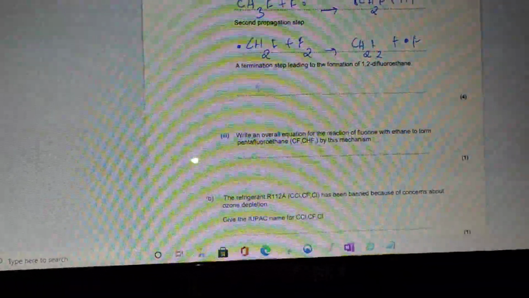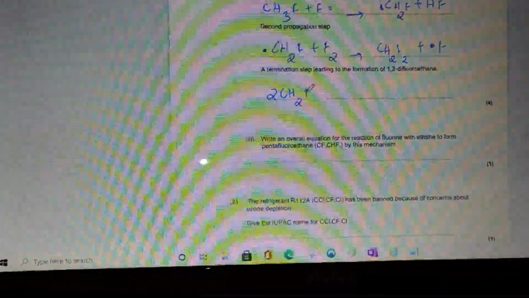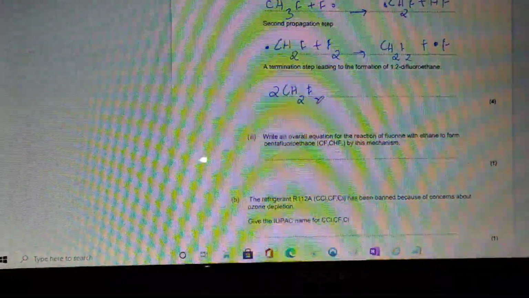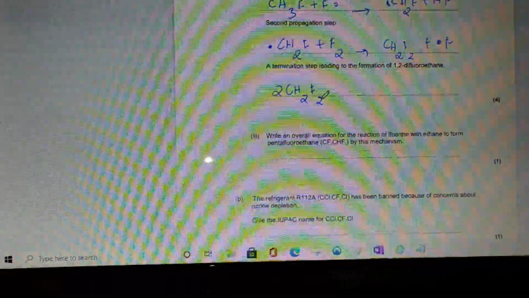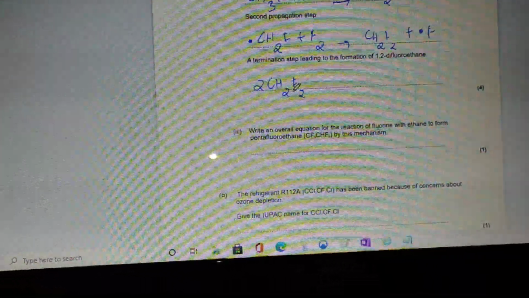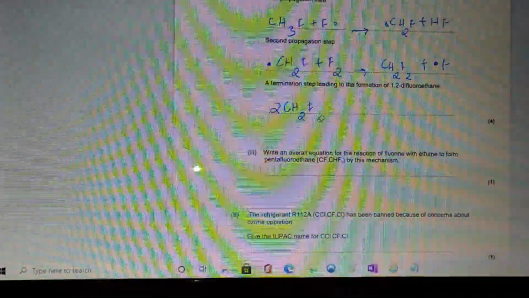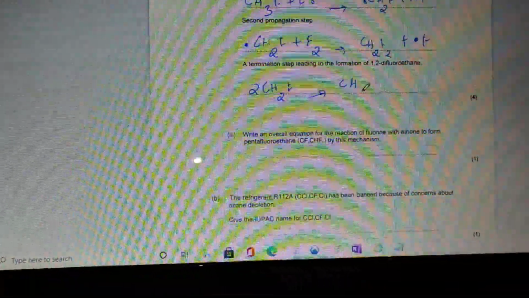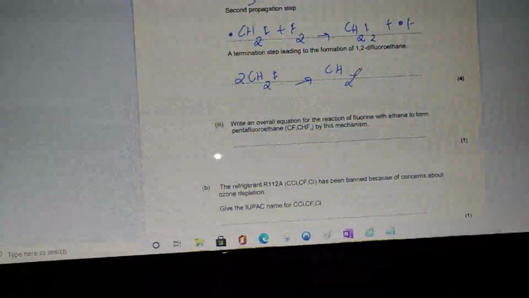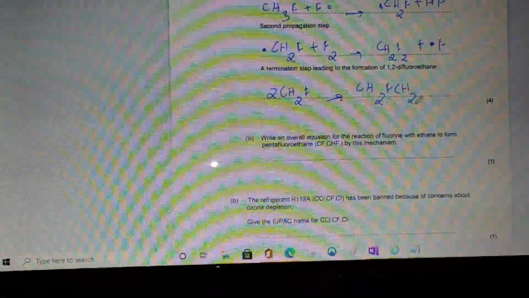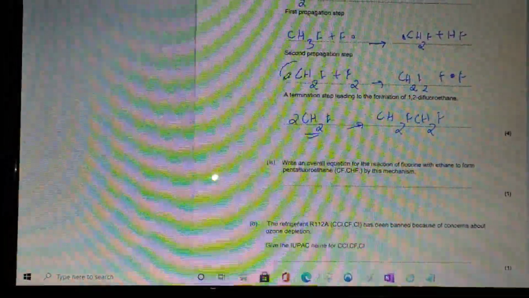Now, the termination step. 2 molecules of our CH2F2. This would lead to our CF2F, CF2F. You have to be careful in picking the termination step. Normally we use this molecule, which is used in our termination step.